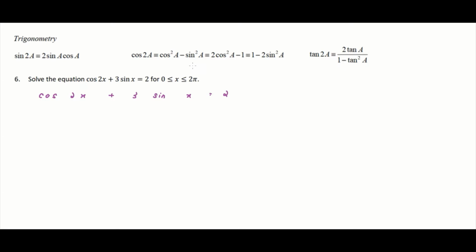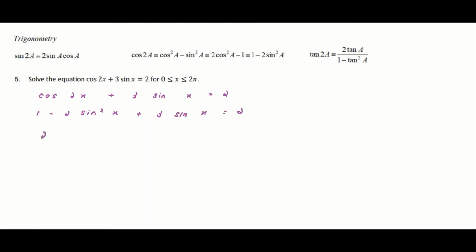Since you have three choices here, which is the one that is more suitable for this question? You can see that you have the term 3 sine x here. If you use the first two, you would have an equation with cos and sine together, and later you need to substitute with another term again. So the easiest way for this one is to substitute cos 2x with 1 minus 2 sine square x. This is the idea for how you choose.